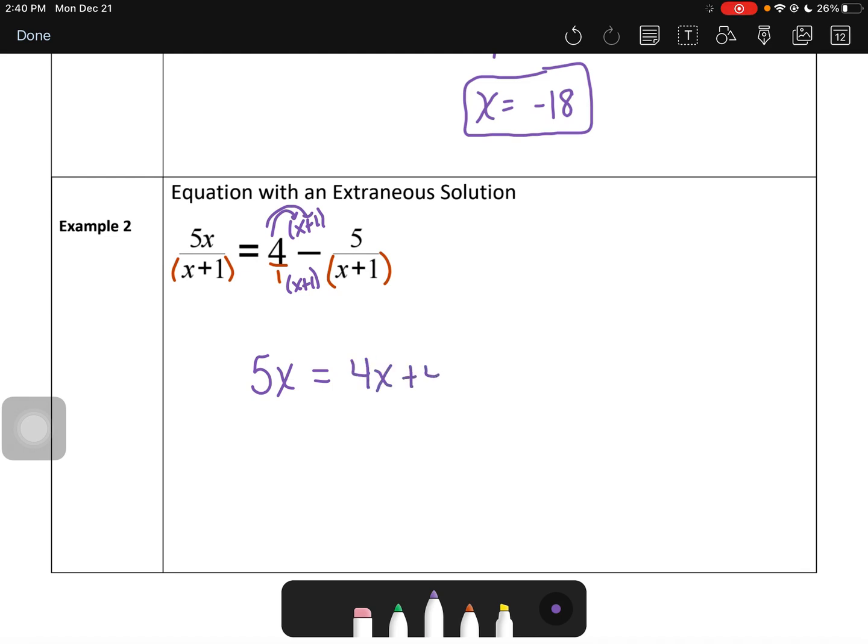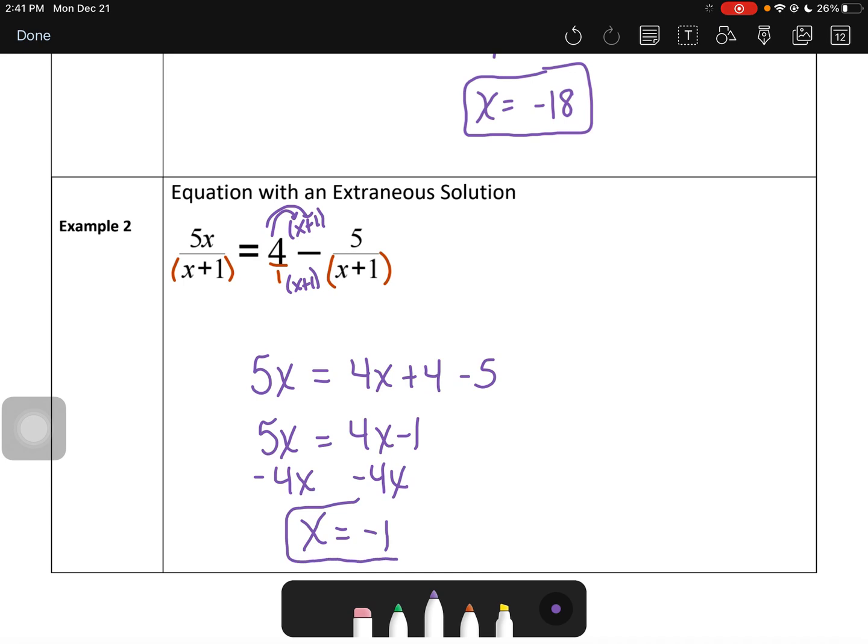4x and 4 and take away 5. So we have 5x equals 4x minus 1. Subtract 4x from both sides. And so we have x equals negative 1 as our solution.